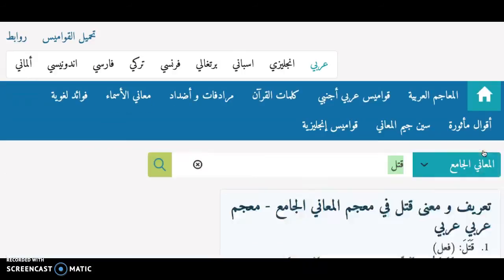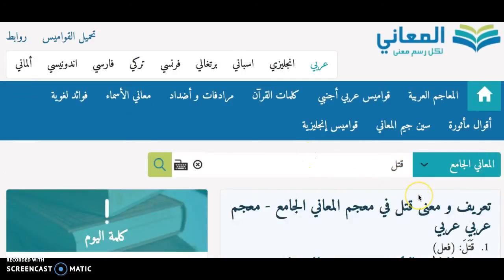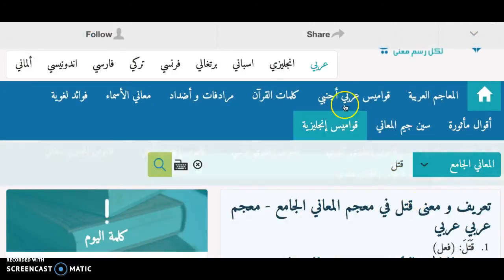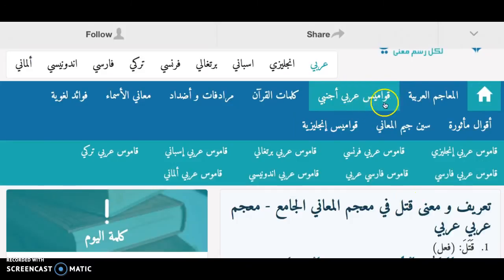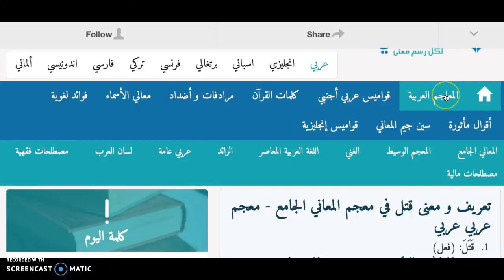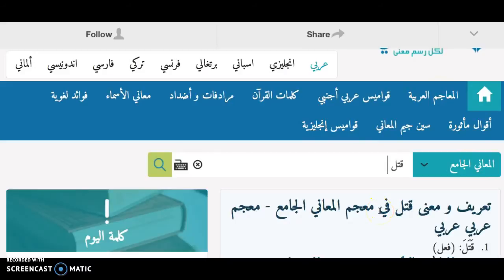You can put it, and it gives us a mu'jam. So it's not a qamus. This word means dictionary. Mu'jam is something equivalent to a dictionary, similar to a dictionary, kind of. Yeah, I mean, you could say it's a dictionary. Anyways, that's not why we're here.